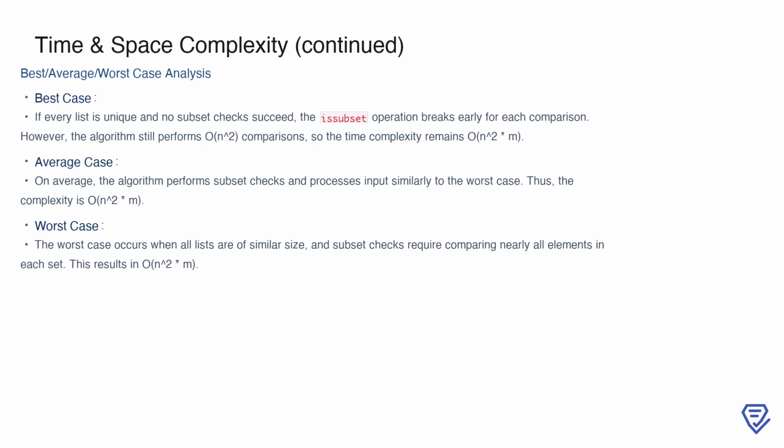In the average case, the input is processed similarly to the worst case. Subset checks are still performed for most comparisons, and the overall complexity does not improve significantly. Finally, in the worst case, all lists are similar in size, and subset checks involve comparing nearly all elements in each set. This results in O(n^2) comparisons, with each comparison taking O(m). As a result, the time complexity for the worst case is also O(n^2 * m).